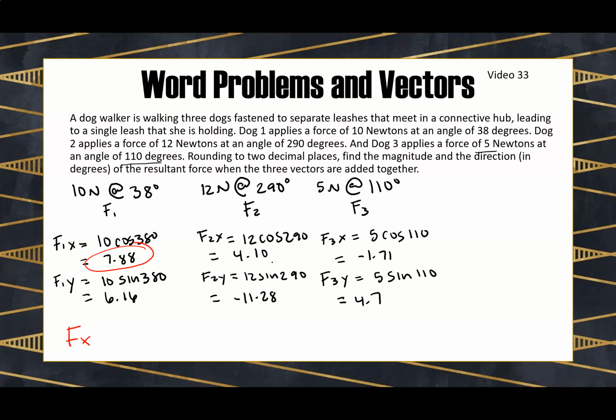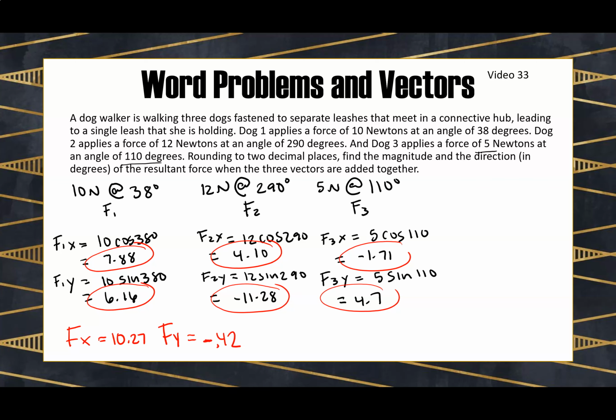Okay, now I have to find my f sub x, which is obviously adding up all my x values. So I'm adding up this one, and this one. And I get 10.27. Now for my f sub y, I'm going to add up this one, and this one. And I do get a negative. In fact, I get negative 0.42.